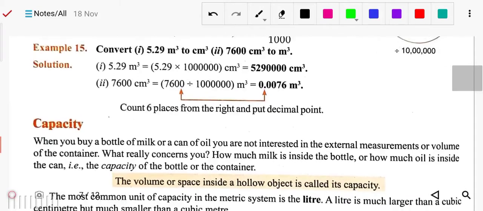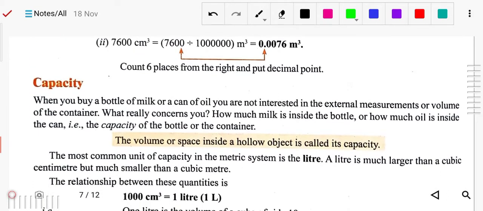Now next we have capacity. Capacity is nothing but the volume or space inside a hollow object. Suppose there is a container: capacity means how much quantity it can hold, that is, how much can be inserted and taken out.